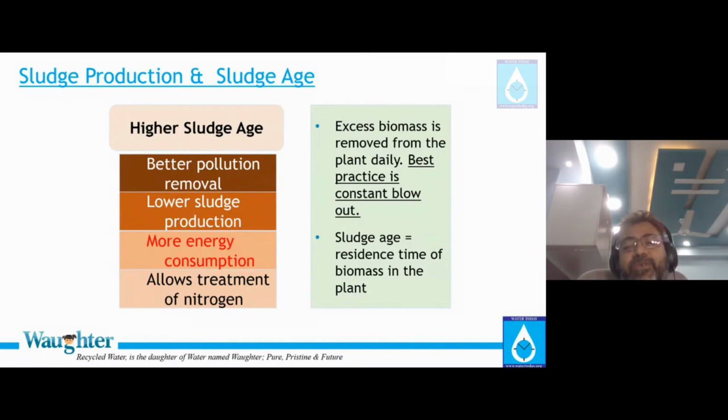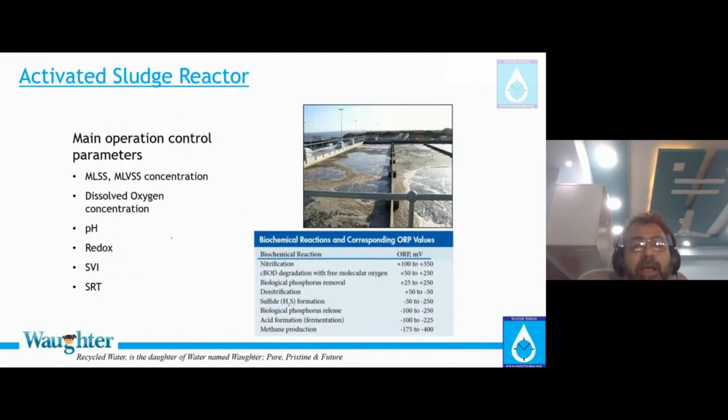The sludge age is equal to the residence time of biomass in the plant: how much time the biomass is in the plant. In any wastewater treatment plant, especially an activated sludge reactor, the main operating and control parameters are MLSS, MLVSS concentration, DO concentration, pH, SVI, and SRT.